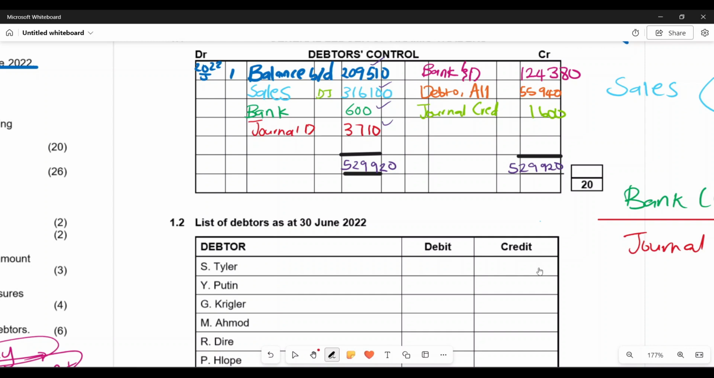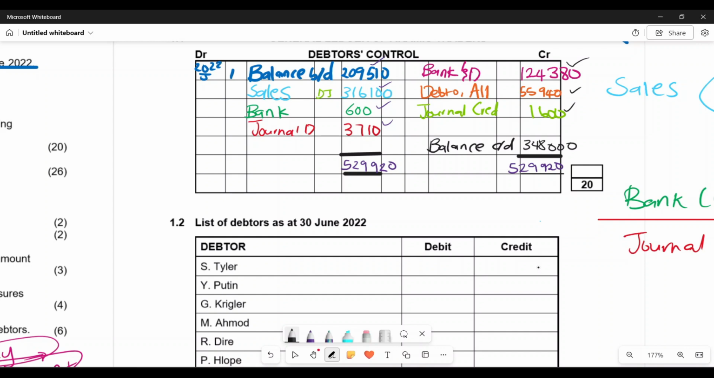So now to balance, remember your debit side must be equal to your credit side. So as a result, my balance carried down. So let me just write it here. Balance carried down, it will be this 529,920 subtracted by 1.6, subtracted by 55,940, and lastly subtracted by the 124,380. And if you do so, your balance carried down would be 348,000.